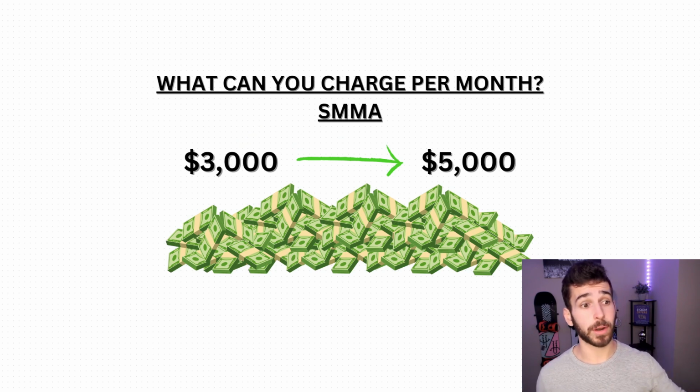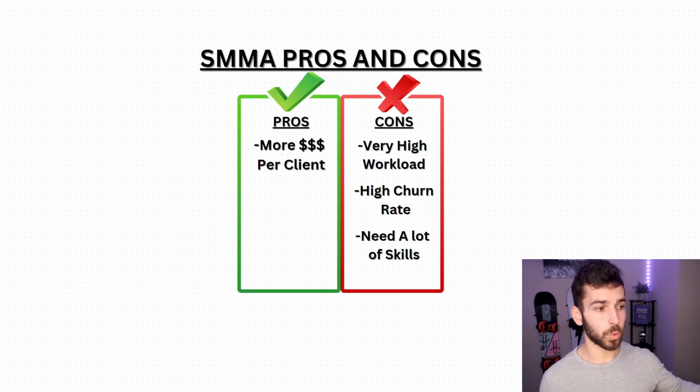And like I said here, you can charge about $3,000 to $5,000 per month, which is a lot more than the other models, but do not forget that you're providing way more services and you do have to be delivering really good results or the client will cancel service. And you can see that here, the pros, we have more money per client, obviously, but the cons are very high workload, very high churn rate.